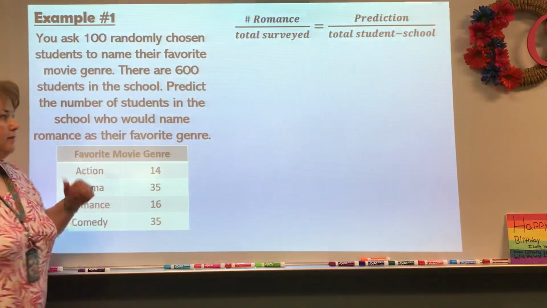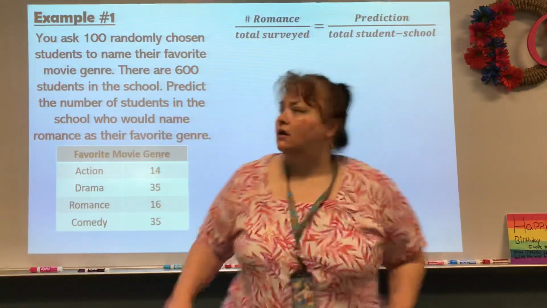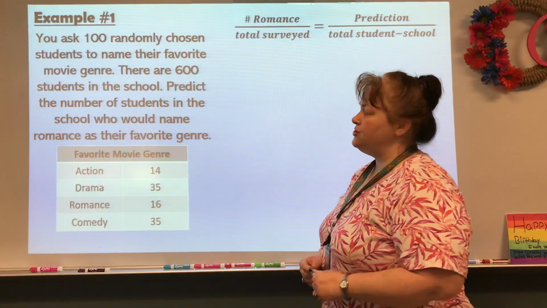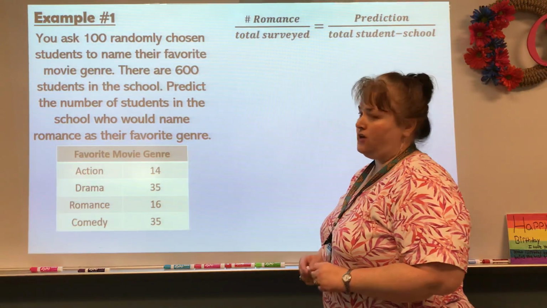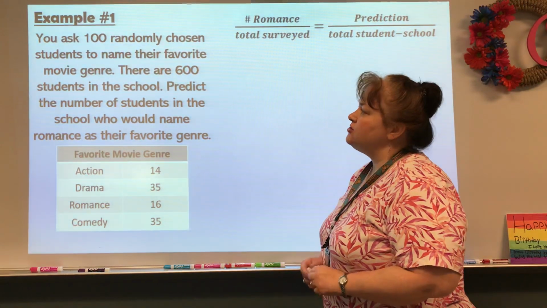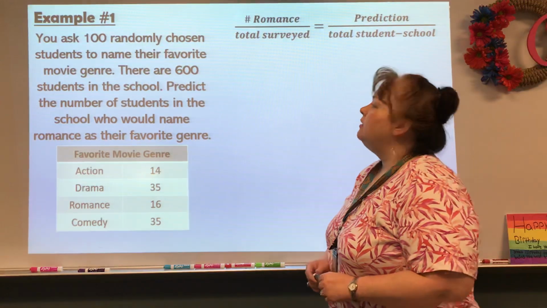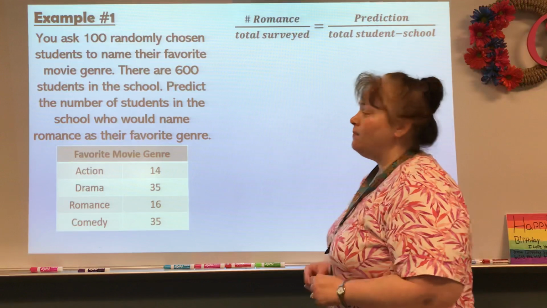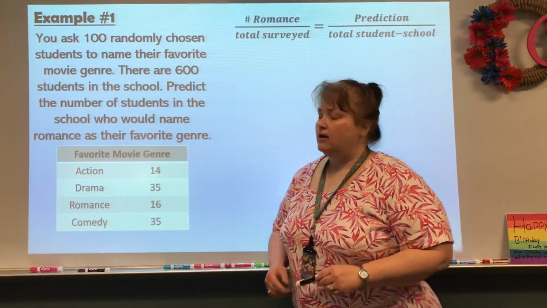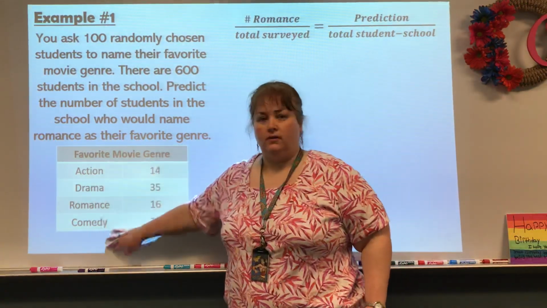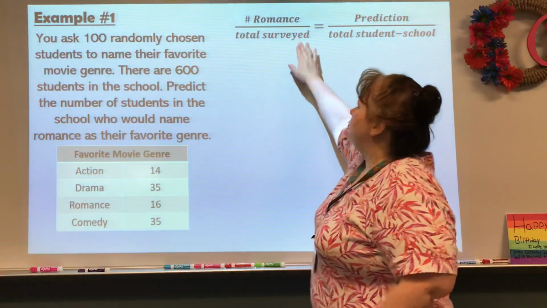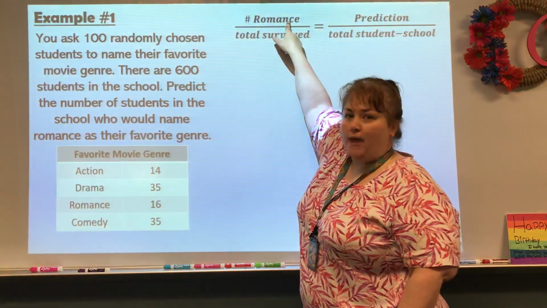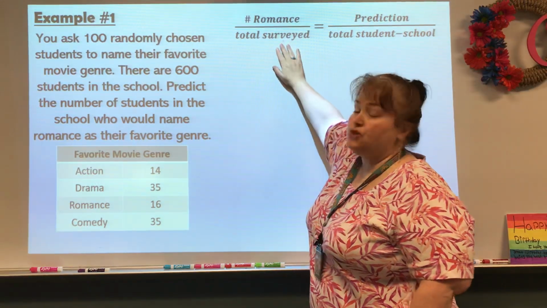On our first one, it says you ask 100 randomly chosen students to name their favorite movie genre. There are 600 students in the school. Predict the number of students in the school who would name romance as their favorite genre. So we have our chart, and we're going to use our proportion. We're looking at the number of students who picked romance over the total number who were surveyed.